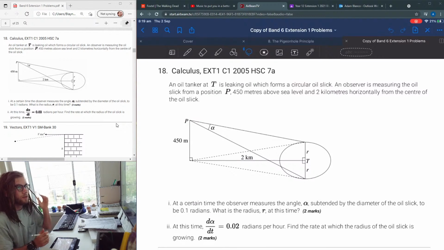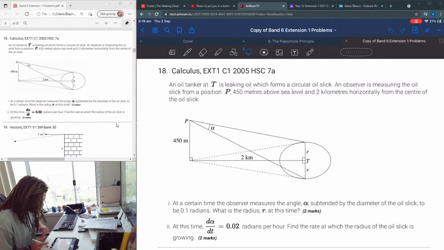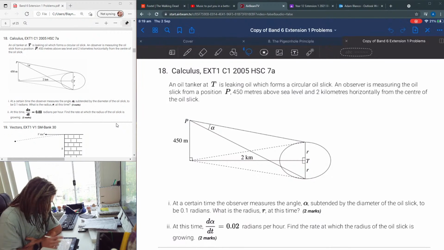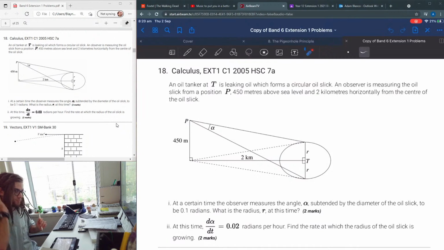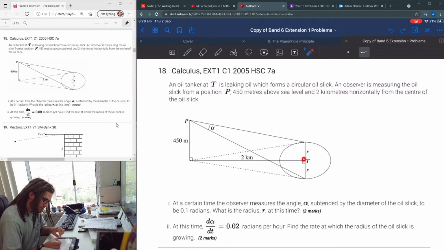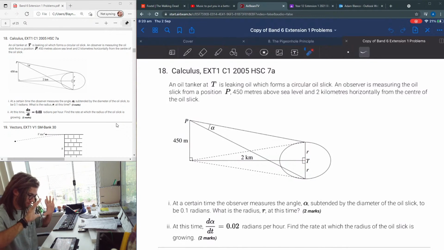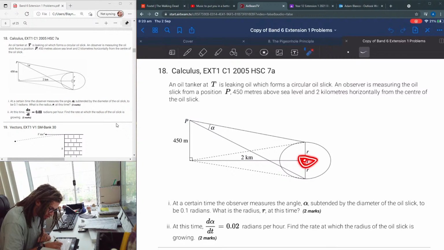Okay, alright. We've got an oil tanker. This is a terrible picture, by the way, but it's a really cool question. So there's an oil tanker. You imagine that it's a three-dimensional picture, but it doesn't look three-dimensional. There's this tanker, you imagine that it's looking diagonally towards it. It's got an oil spill, so that oil spill is making this circle.